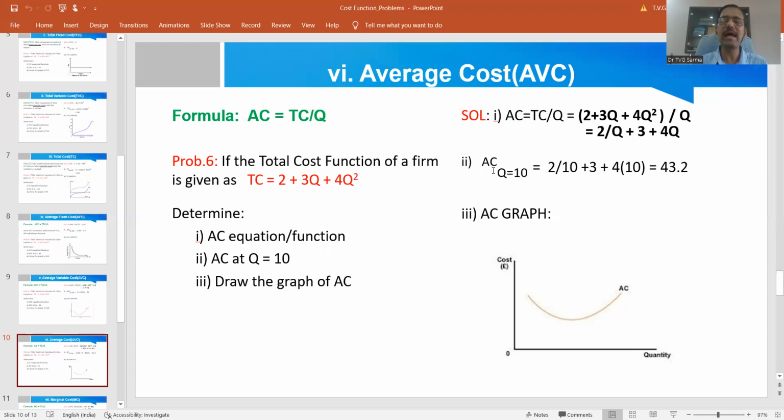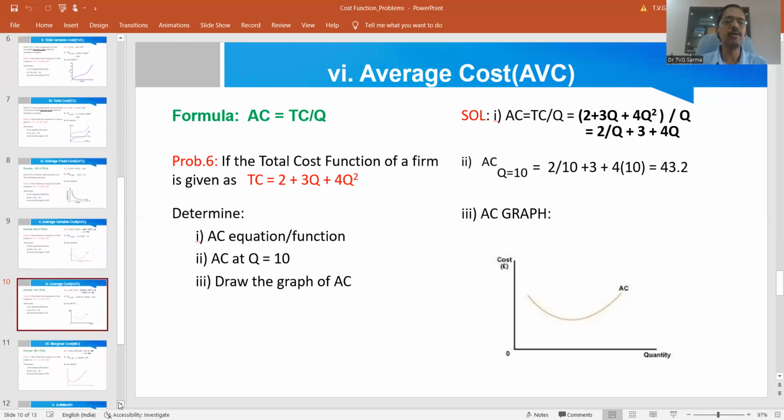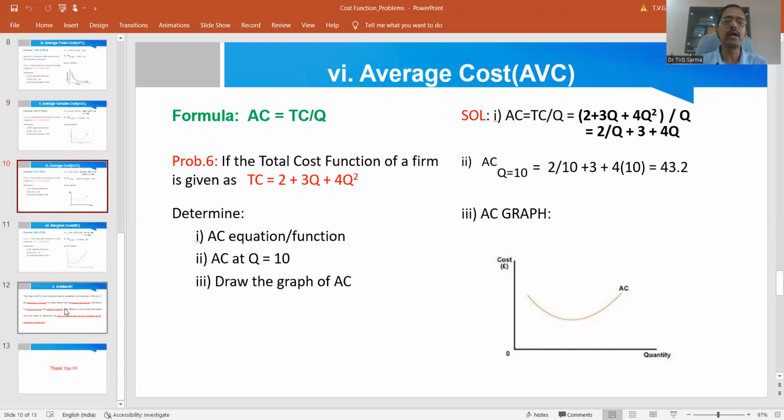Now, when I want to find the average cost at Q = 10, it simply means that wherever Q is there, I substitute 10. So 2/10 + 3 + 4 × 10. When I simplify, I get 43.2. And the nature of the average cost again will be a U-shaped curve. So the average variable cost curve and the average cost curve will be more or less of the similar type. So this is how we discuss the average cost.